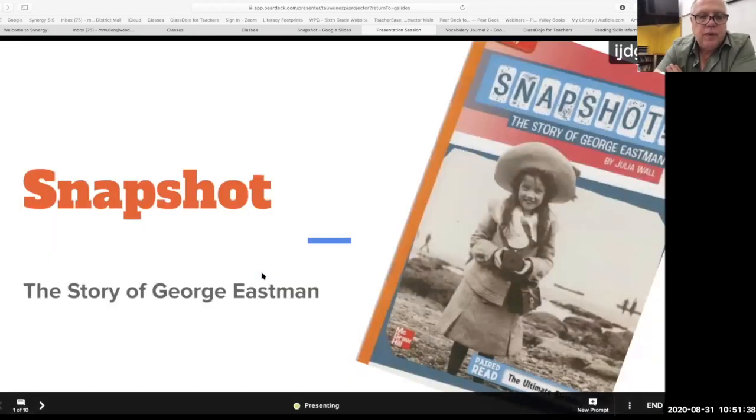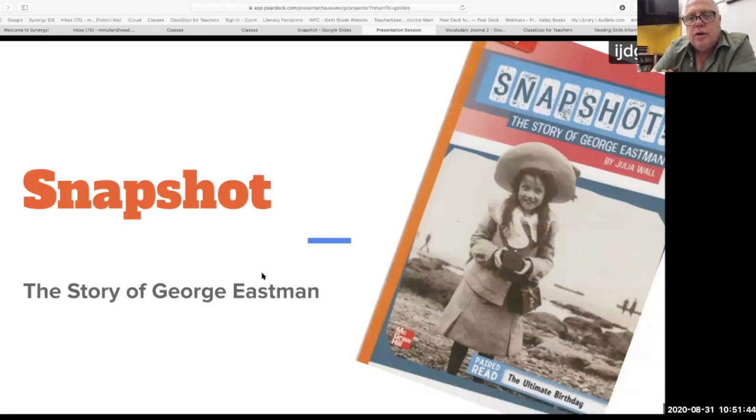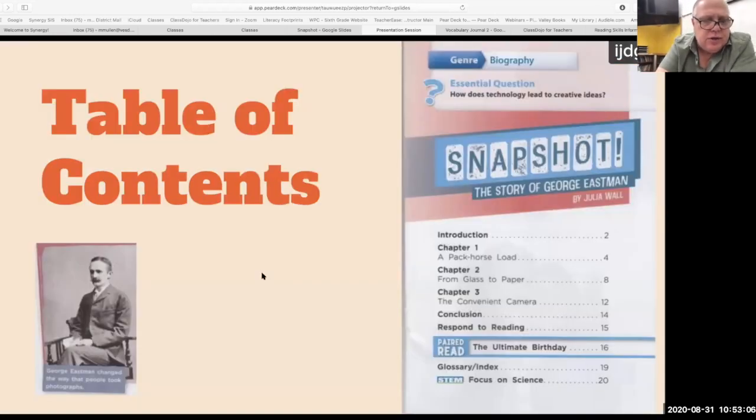Okay, here we go. We're going to read a book today called Snapshot. Here's the cover of the book on the right-hand side. Remember, the first thing that we do as good readers is take a survey. We look at the title, Snapshot, and then a subtitle, The Story of George Eastman by Julia Wall. There's an old photograph down below, a picture of George Eastman, with a caption underneath that says, who changed the way that people took photographs.